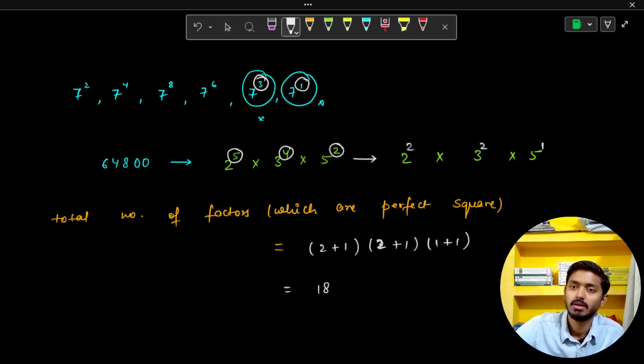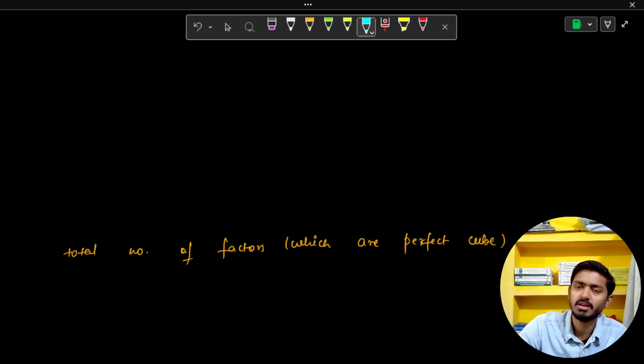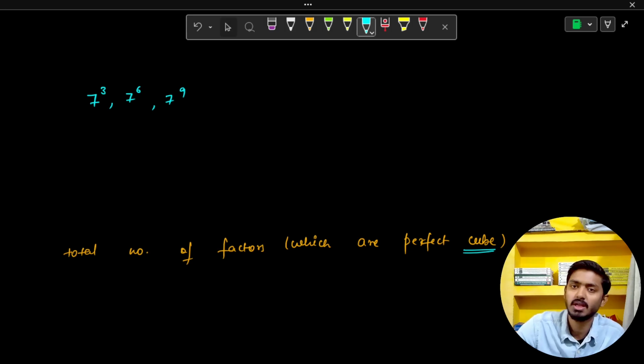Now, total number of factors which are perfect cubes. Similar question, I'd say. Now, we are very clear that in order to make something a perfect square, the exponents need to be even, that is divisible by 2. In order to make something a perfect cube, the exponents need to be divisible by 3, right? Like 7 to the power 3, 7 to the power 6, 7 to the power 9. Simple as that. We are going to apply the same approach over here.